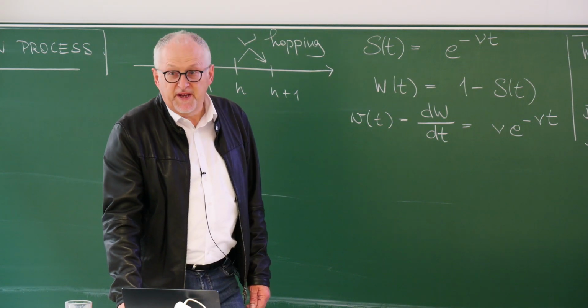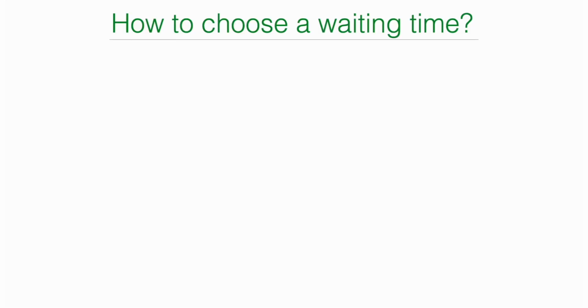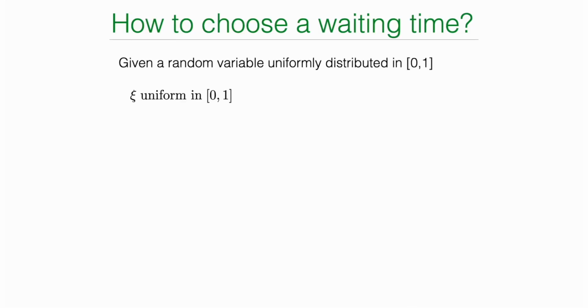Now, how to choose the waiting time? We have done so already. So we know the distribution function. It's this.